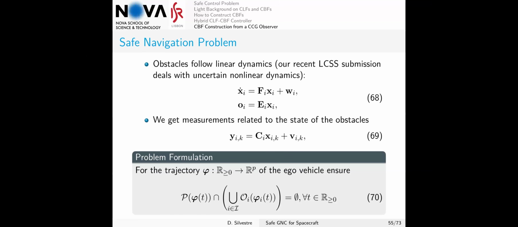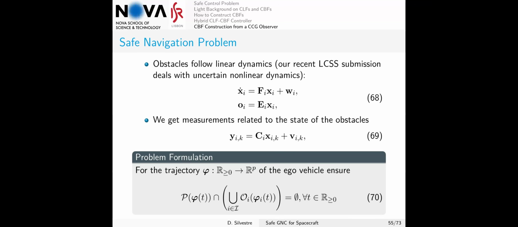And the idea here is we are assuming the dynamics to be linear, but we just submitted an LCSS paper when the dynamics are nonlinear and uncertain. So it just means that the observer needs to be defined differently. But here this makes it way easier to present the way that the observer works. Okay. And so the problem formulation just means that we want the shape of the ego vehicle to not intersect with the union of the obstacles.